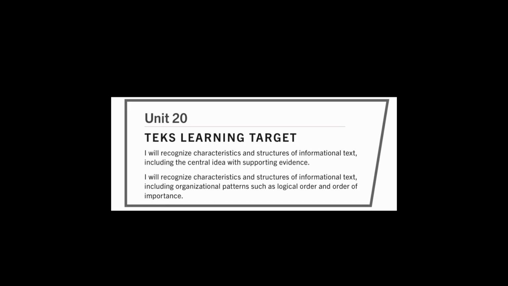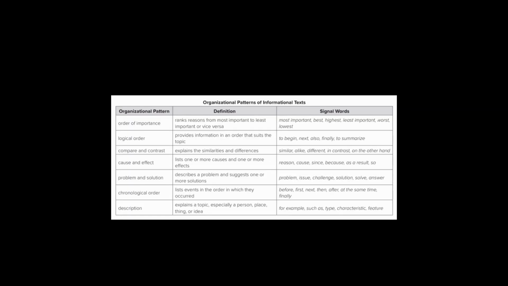Now, organizational pattern, we've talked about that. It was a while back, but it was basically when we talked about, is the author using problem and solution, cause and effect, chronological order. That's what they're referring to when they're talking about organizational pattern, how the author organizes the information in the story.